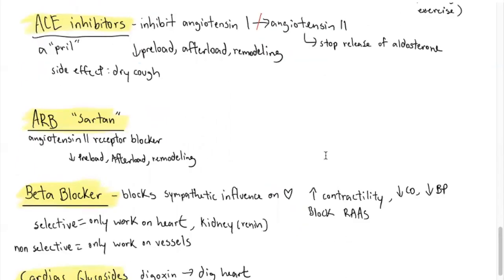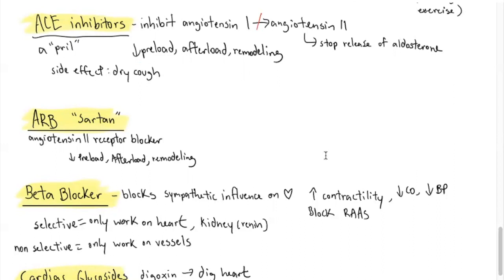So to start with the meds, we have the ACE inhibitors. That's the angiotensin converting enzyme inhibitors. So what does it do? ACE inhibitors inhibit angiotensin 1 from converting into angiotensin 2, and this is found in the lungs. So it basically stops the release of aldosterone. Most of these ACE inhibitors end with "pril," so I think of "eat pril."